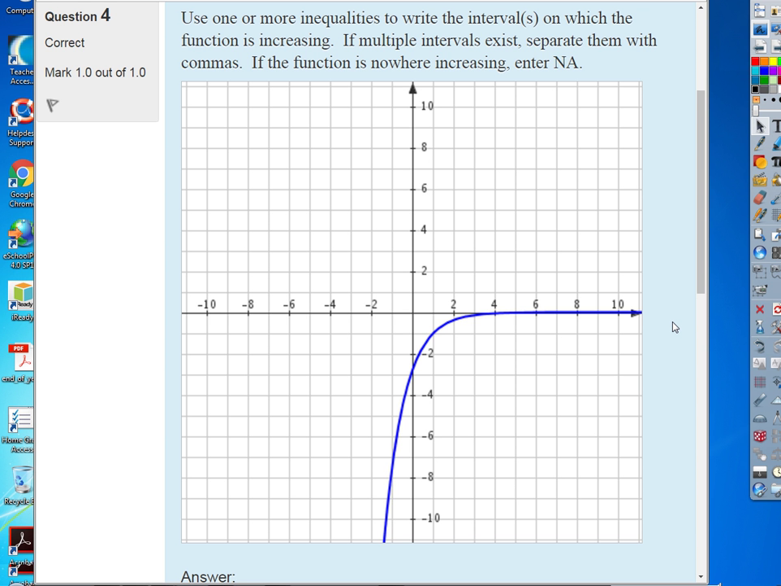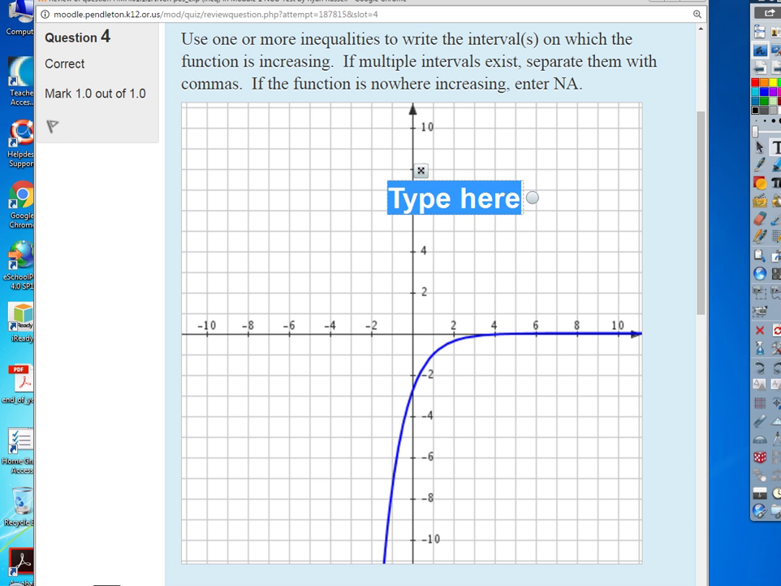So what's the answer to this? Where is this function increasing? On what interval is it increasing? What do you think? How would you describe the interval? Is there any place where he's not decreasing? So then he's increasing everywhere, isn't he? Right? How do we say everywhere as an inequality?